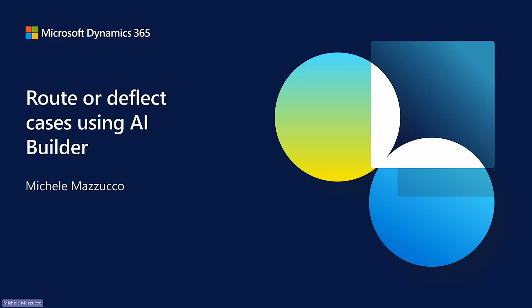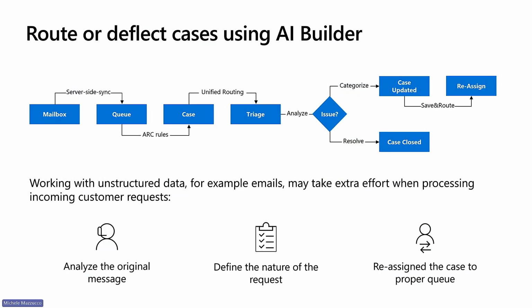So now let's have a look at how we could implement the process to deflect or route cases automatically inside your customer service solution by leveraging AI capabilities. So if you are an organization offering customer care services, you are probably accepting incoming requests from different channels. A typical scenario is to have one or multiple support mailboxes which are synchronized with Dynamics 365 to create a new case when a new message is received. You will probably have some rules to assign the created case to a triage queue, for example, basing on the mail address who received the message.